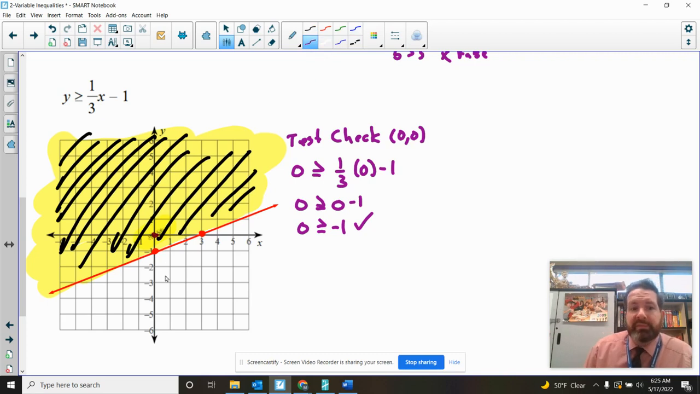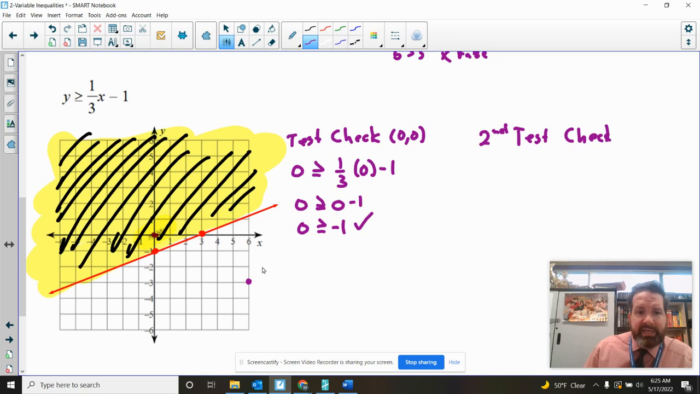Just to make sure, let's do another test check. And I want to make sure that what I end up with isn't actually a solution. So I'm hoping that if I pick a point from down here for my second test check, I end up with something that isn't true this time. I'm going to pick, how about this point? Any point over here will do.